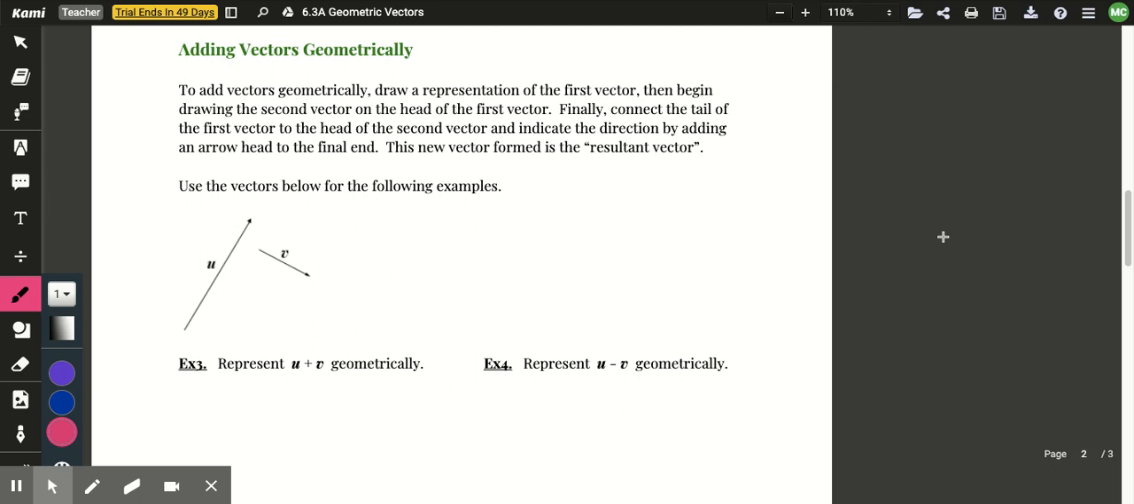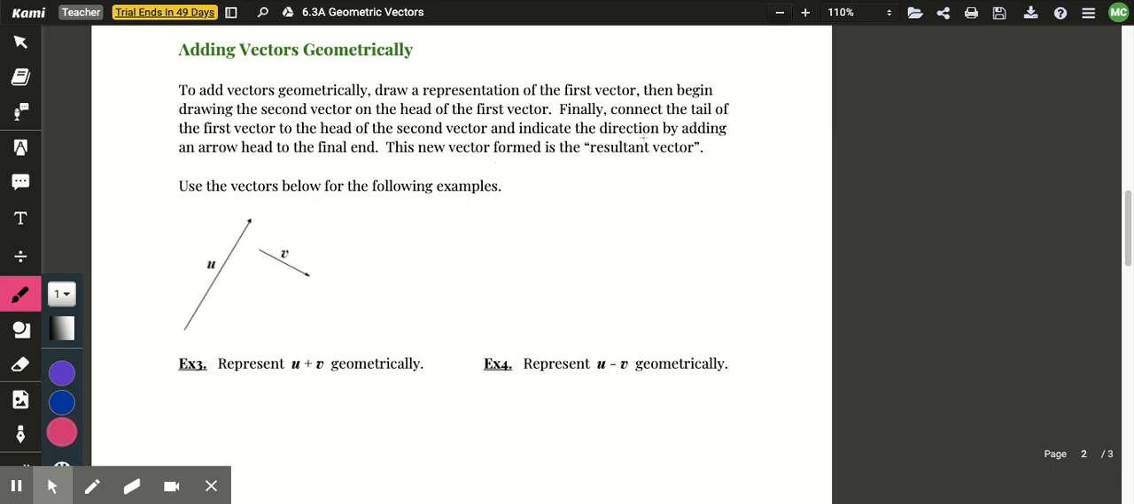Okay, now we're going to be looking at some operations with vectors. So we're going to be adding vectors. To add vectors geometrically, you draw a representation of the first one, and then you begin drawing the second vector on the head of the first vector. And then finally, you connect the tail of the first one to the head of the second one, and indicate the direction from tail to head by adding an arrow to the final end there.